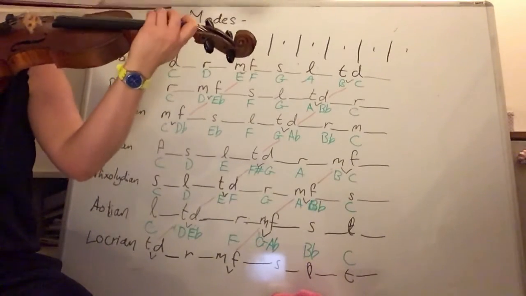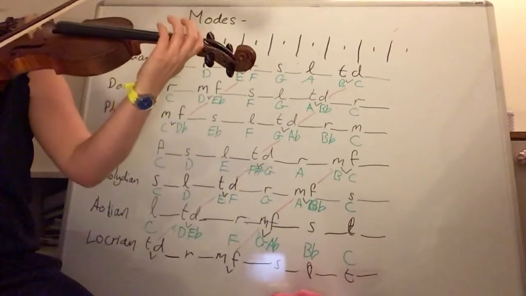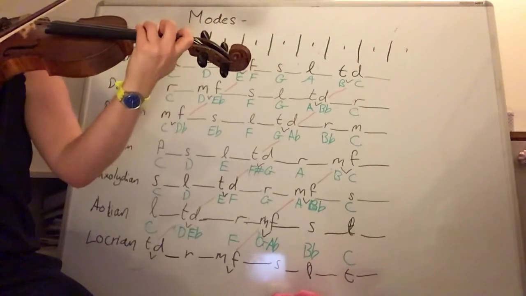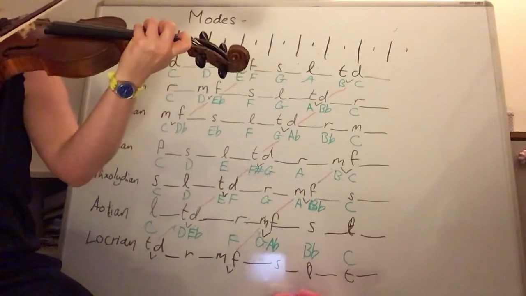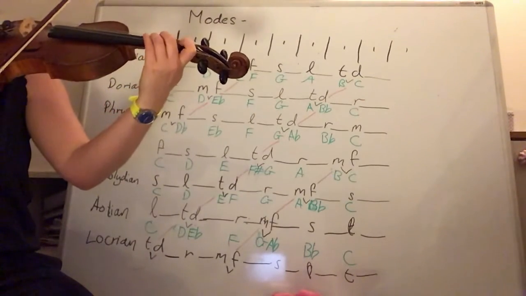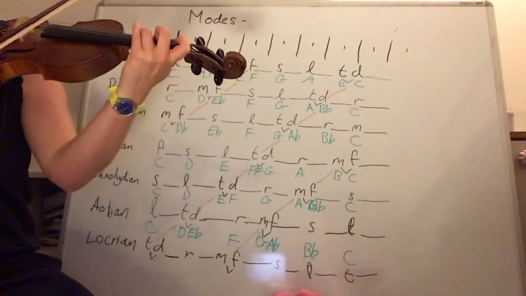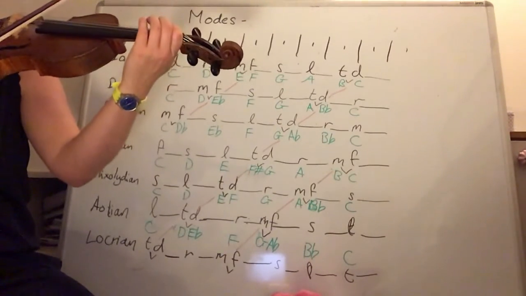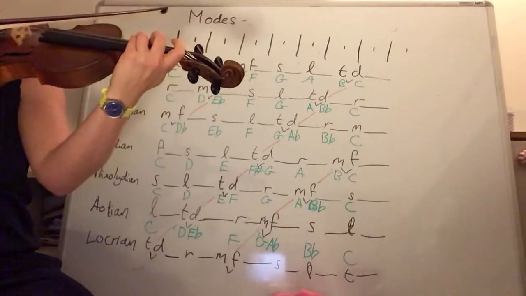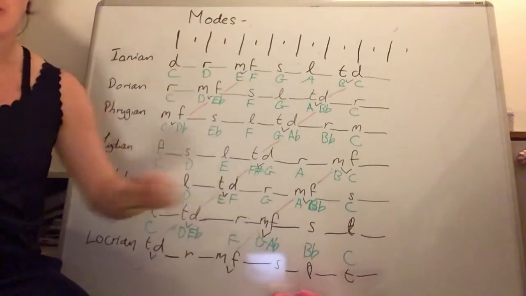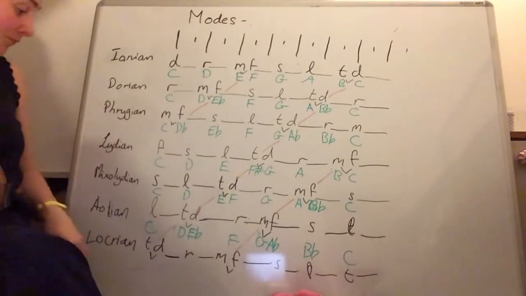2 beats on C. C, D, E flat, F, G, A flat, B flat, C, B flat, A flat, G, F, E flat, D, C.